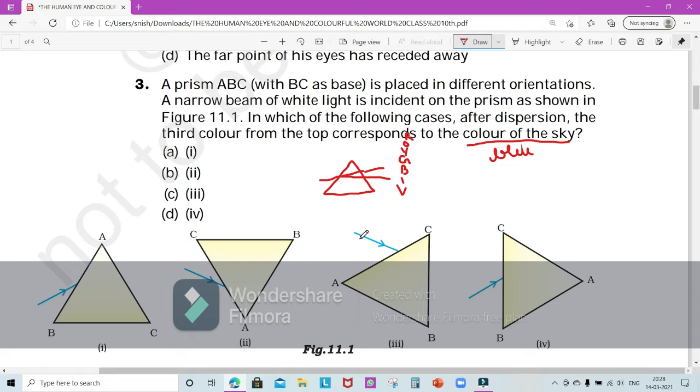Only if you invert the prism, right? If you invert the prism, the reverse order will follow. It will be like violet, indigo, blue, green, yellow, orange and red. Now the condition is satisfied that the third color from the top corresponds to the color of the sky, which is blue. So the inverted prism is this, so the answer is B, which is 2. Right, I hope it's clear.